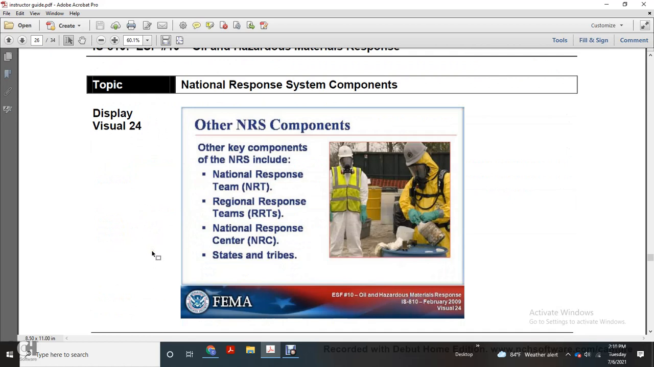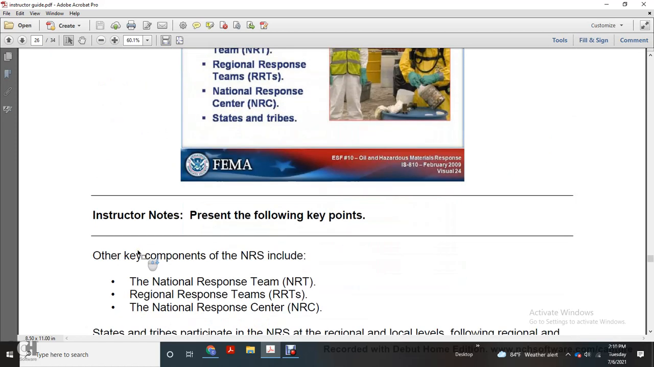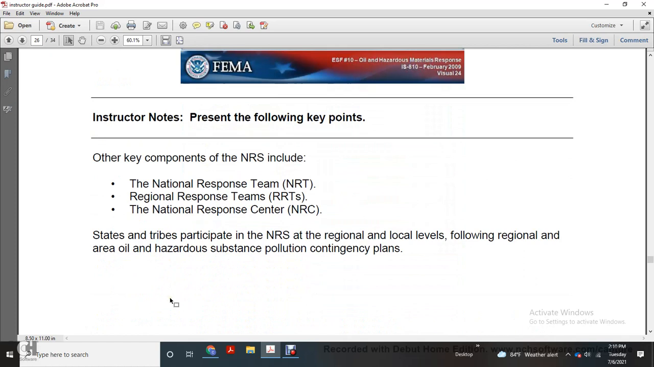Display visual 24. Other National Response System components. The key components include the National Response Team, the Regional Response Team, the National Response Center, and states and tribes. States and tribes participate in the National Response System at regional and local levels, following regional and area hazardous substance pollutant contingency plans.